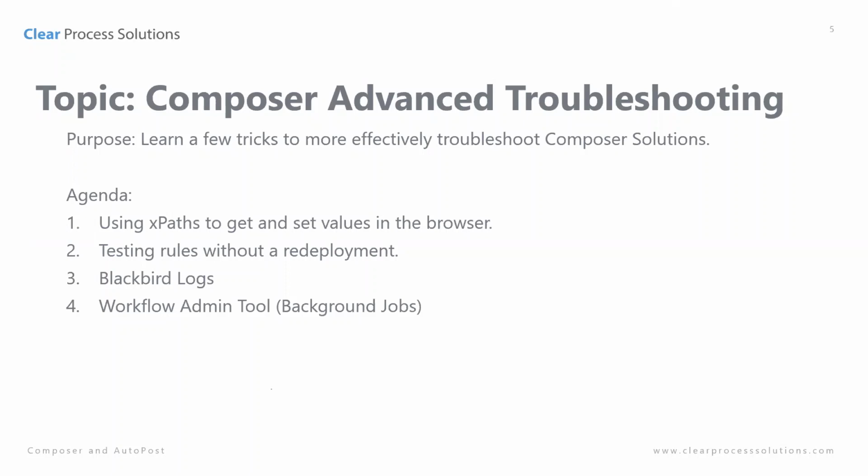So what we're going to cover is utilizing xPaths for our fields to get values and set values within the browser console window. We're also going to talk about how we can look at JavaScript code for rules to do a number of different things, but mainly just to test the rule without needing to redeploy our entire solution. We're going to take a look at Blackbird logs and the information that can provide for us, and we'll also cover the workflow admin tool, because sometimes when we're testing our workflow, things don't flow. So we need to go into the workflow admin tool, look at our background jobs, and figure out why we're stuck.